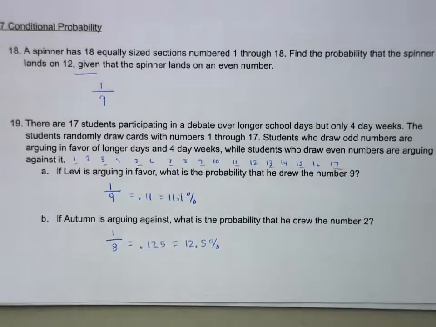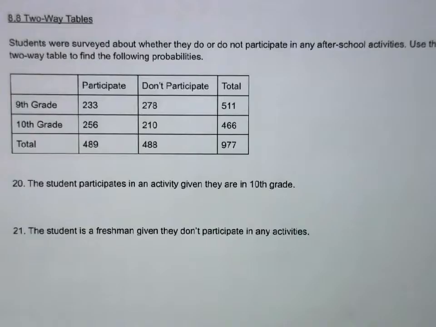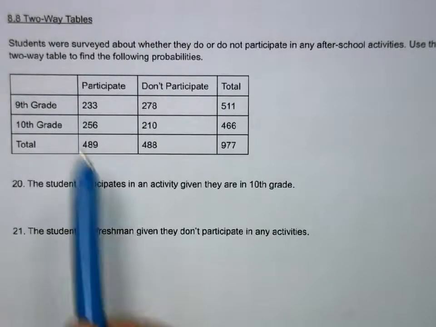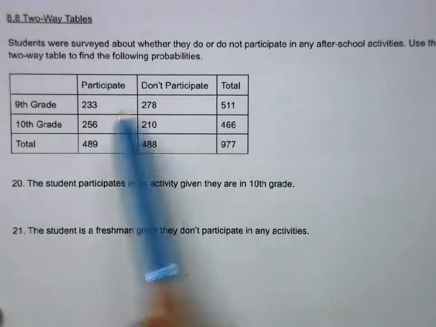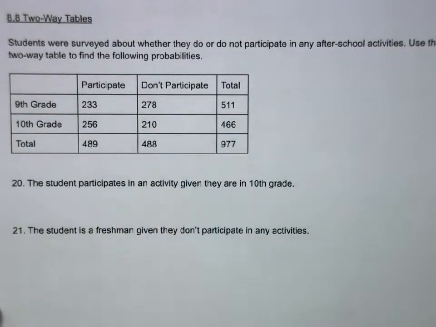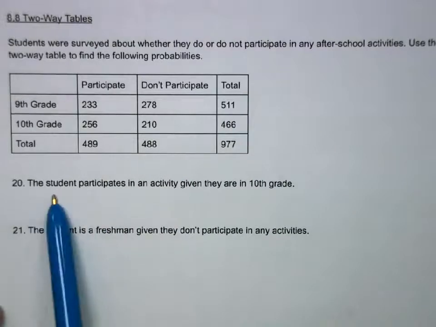And in our last section, we talked about two-way tables. So this just has a lot of information in it. Students were surveyed about whether they do or do not participate in after-school activities. So we've got 9th graders, 10th graders, those who participate, those who don't participate, and then the totals for each. Okay, so what is the probability that a student participates in an activity given they are in 10th grade?